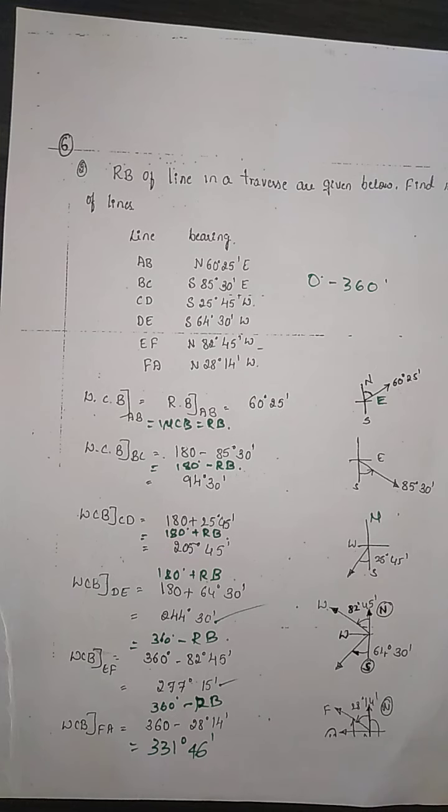Then from reduced bearing to whole circle bearing, the reduced bearing will always be in terms of north theta east, south theta east, and so on. Then you need to convert the angle to between 0 to 360 degrees. If you remember this, and if you remember the formulas that we are going to use, then it becomes easy to solve the problems. In the next class we are going to study the included angles.